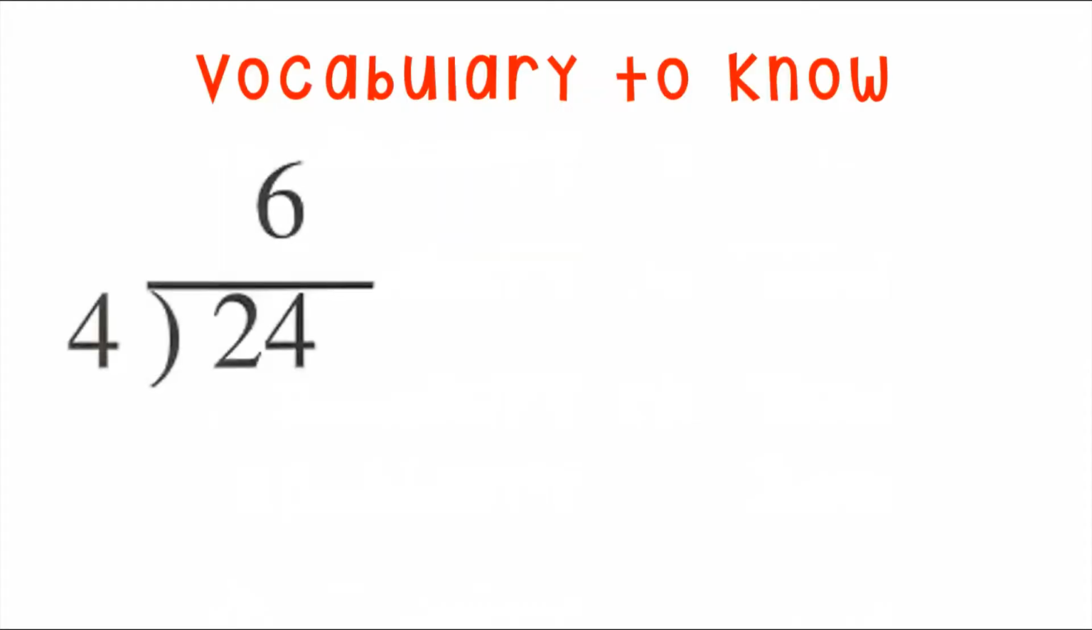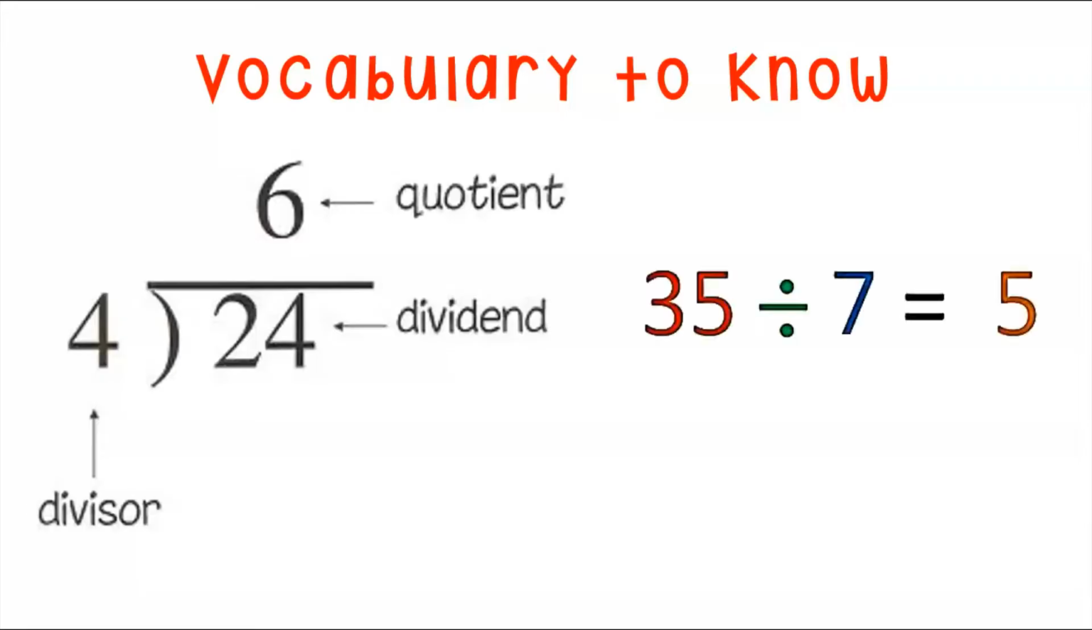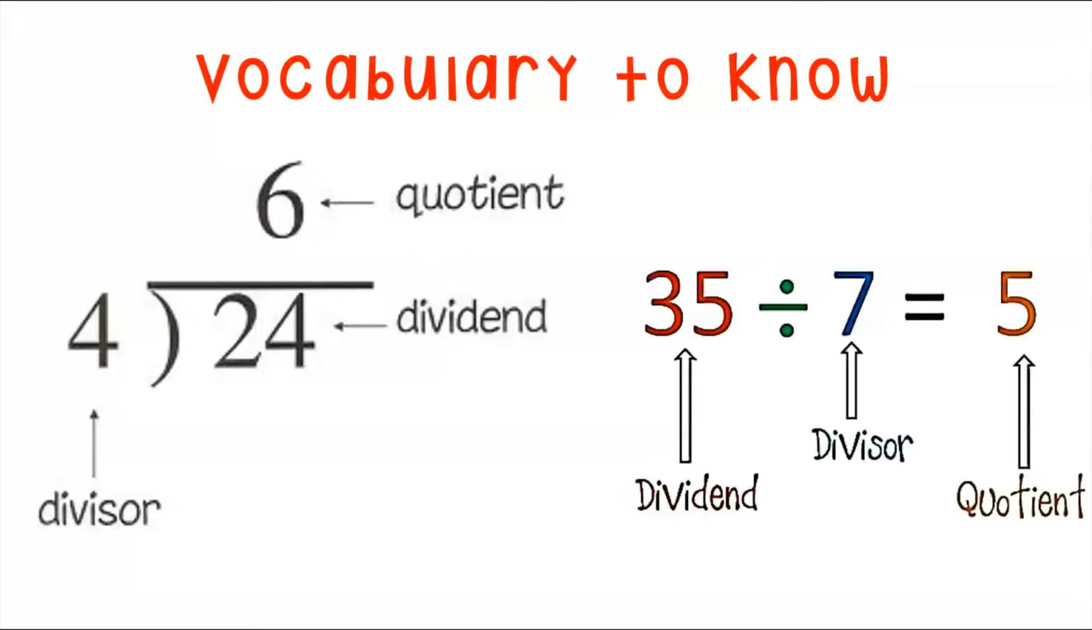In the problem, 24 divided by 4 equals 6. 24 is the dividend, 4 is the divisor, and 6 is the quotient. Let's take a look at what that looks like in a standard division problem. 35 is the dividend, 7 is the divisor, and 5 is the quotient. We also have a division symbol and an equal sign thrown in.